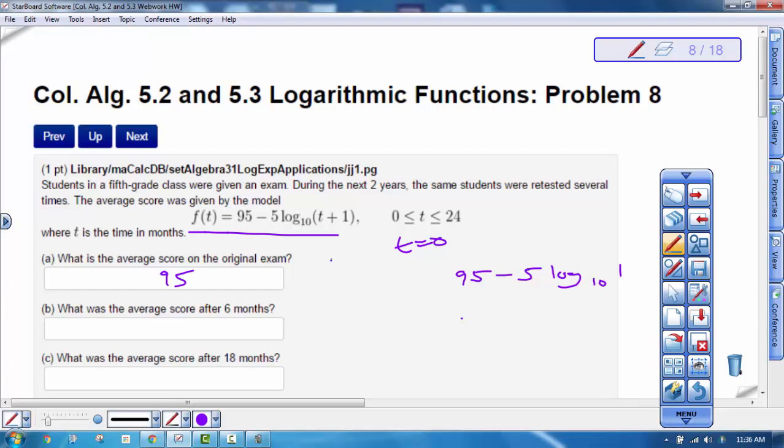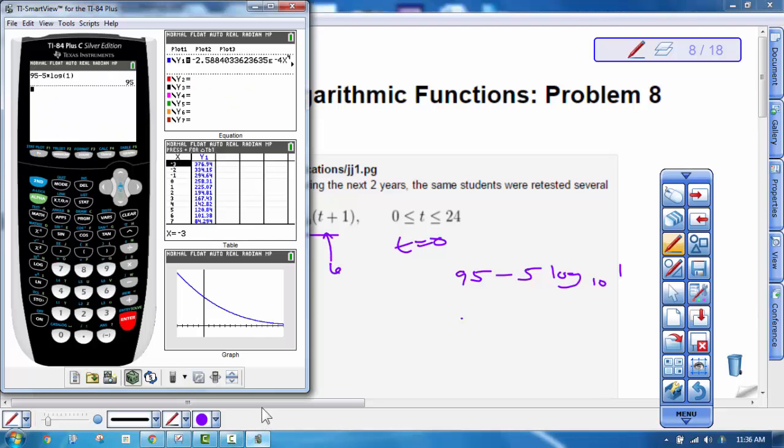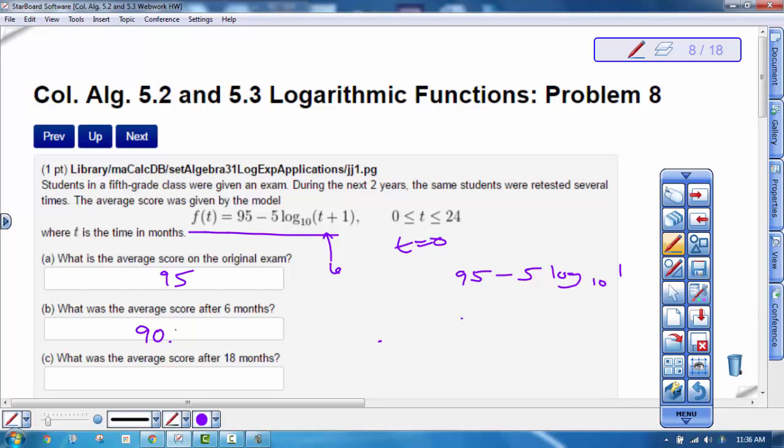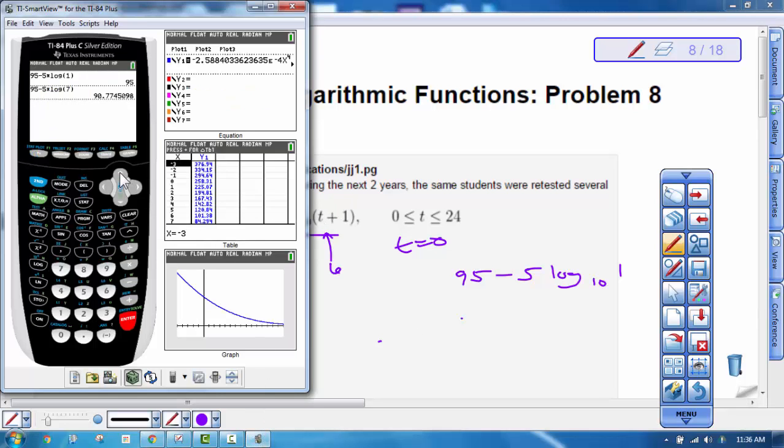After 6 months, we're going to plug in 6 right here. So we're basically going to do the same thing in our calculator each time, and we're going to change this number. In this case, 6 plus 1 is 7, so we're going to change this to a 7 in here. Hit enter. That's 90.77. And after 18 months, we plug in 18 for T. 18 plus 1 would be 19, so we're going to do the same thing, but now plug in 19 right here. And that gives us 88.6.